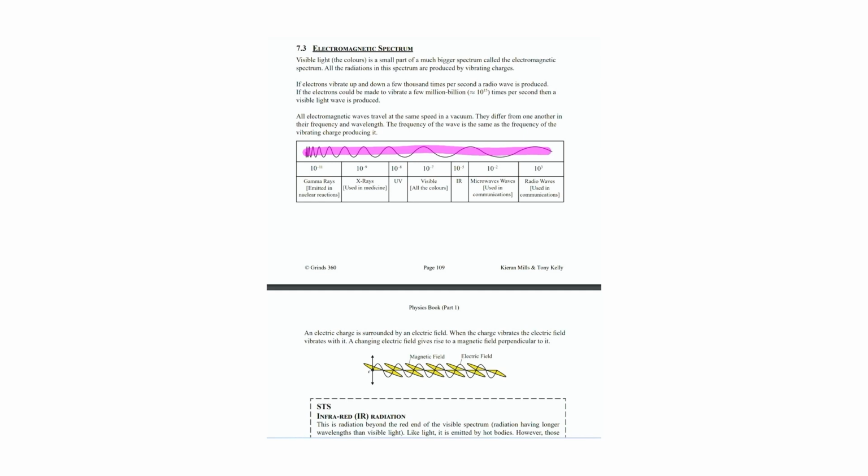Some you can see, some you can't. They all travel at the speed of light. But how do they differ? They differ in terms of their wavelength and their frequency. So let's look at the electromagnetic spectrum in detail.